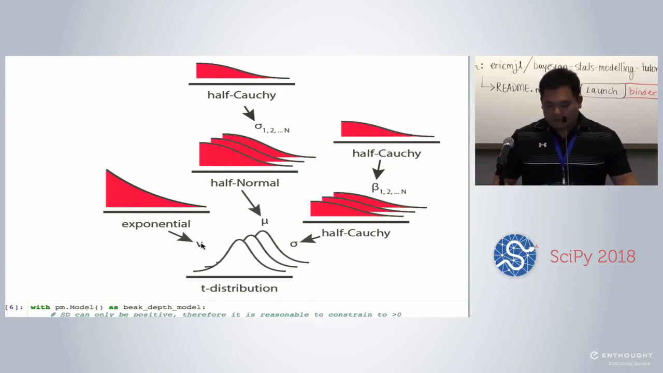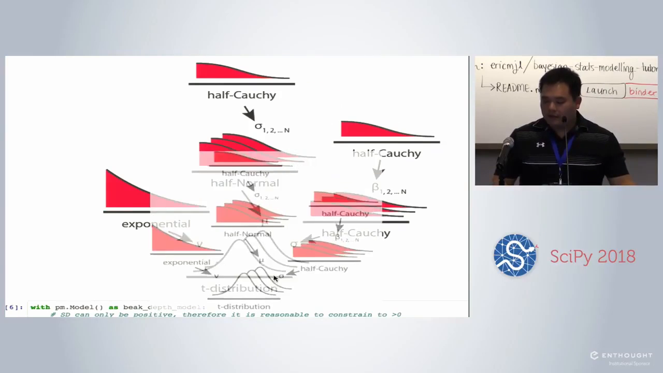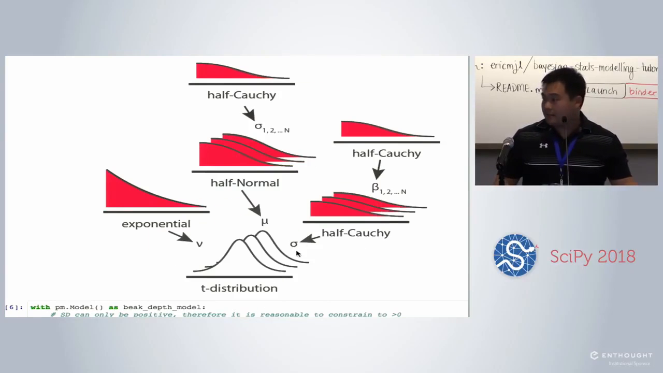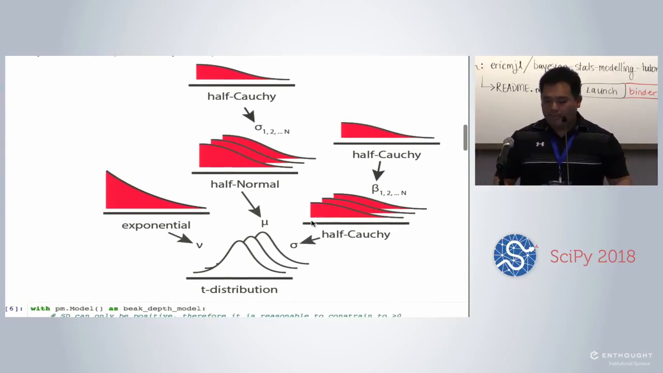We still preserve the fact that we have a shared nu. We preserve the fact that we have 3 mu's that we need to estimate, and we preserve the fact that we have 3 sigmas to estimate as well. People okay with that?